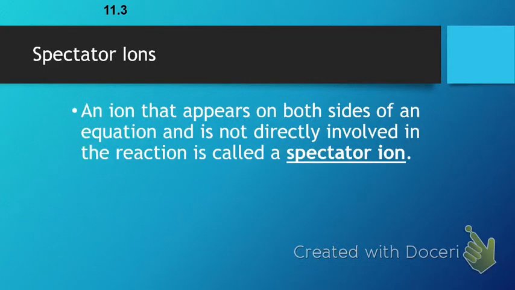Those ions that go unchanged are like the spectator ions. It's tennis season. Our ladies are playing tennis. If you go to watch the game, you're not involved in the game, but you're a spectator. Okay, spectator ions are ions that appear on both sides of an equation and are not directly involved in the reaction.